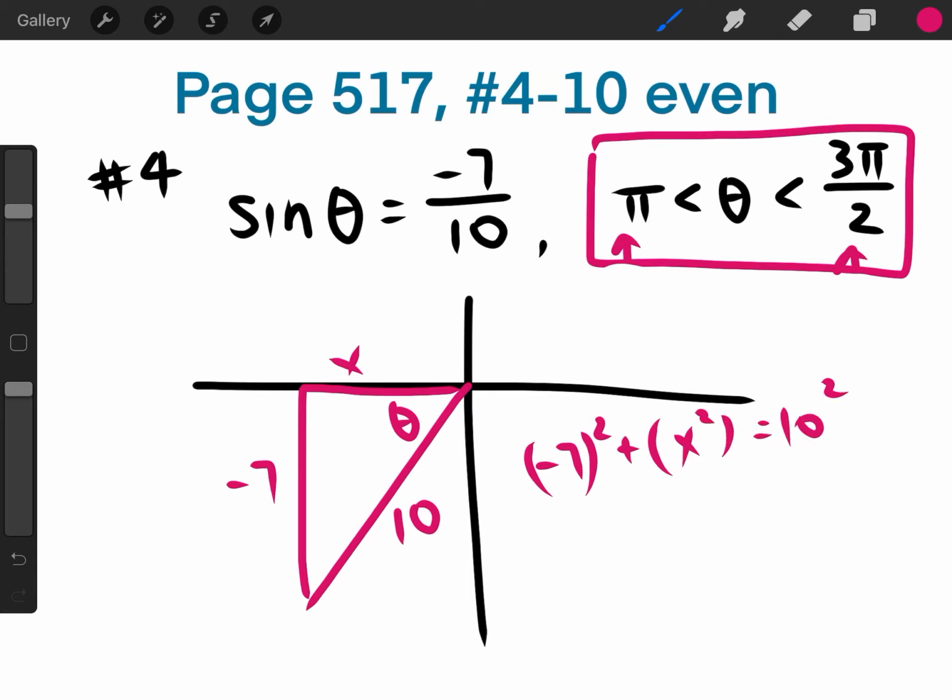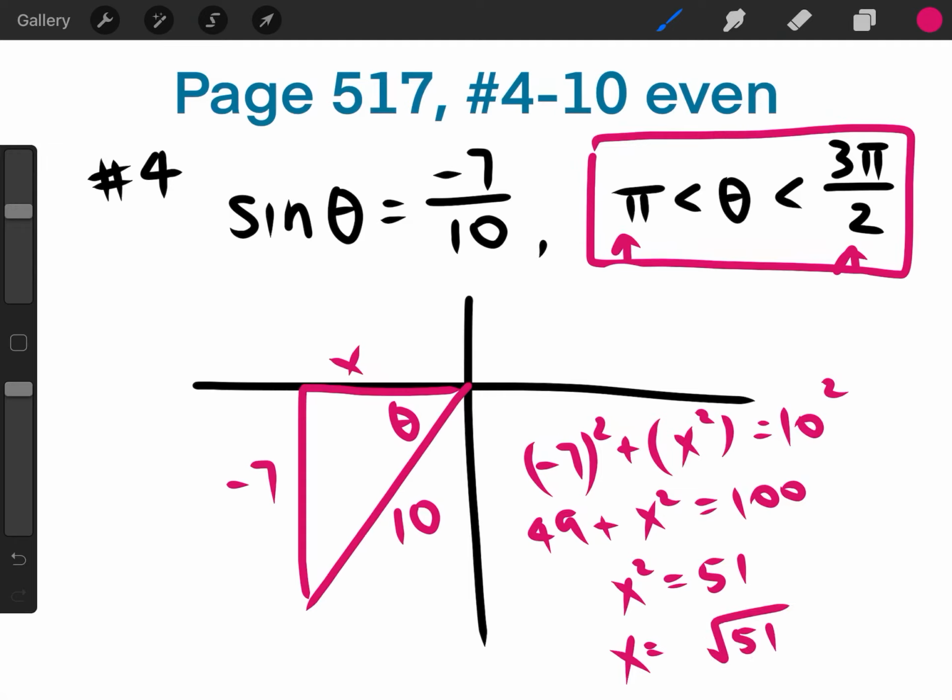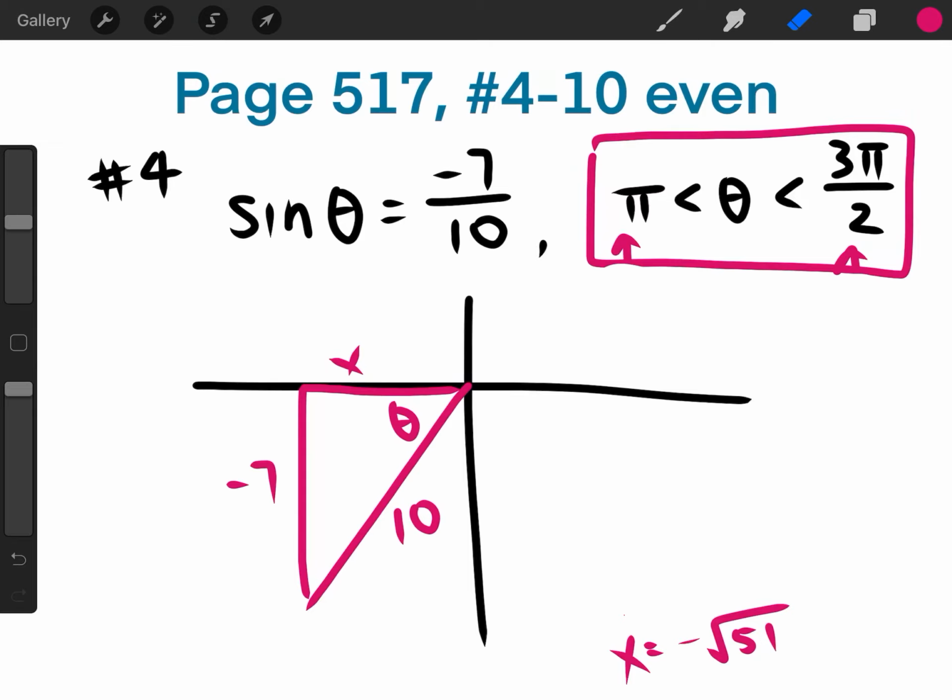Use the Pythagorean theorem. So that's 49 plus x squared equals 100. Subtract 49 on both sides, so x squared equals 51. So x is going to equal radical 51, but it's going to be negative. So let's write x equals negative radical 51. Then you're going to use that information to come up with the 6 trig functions.